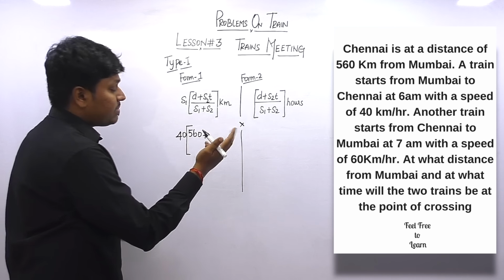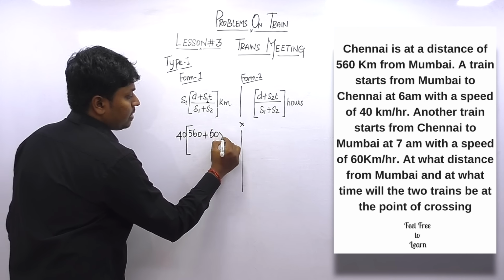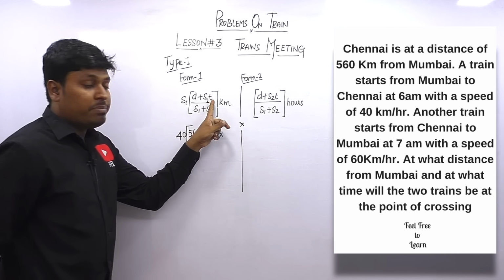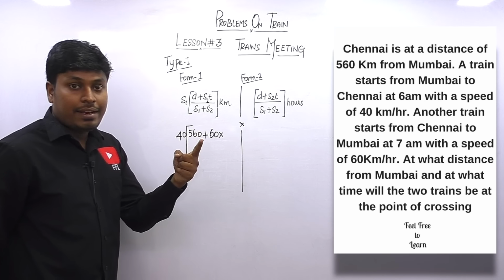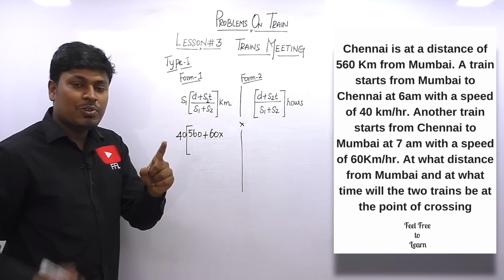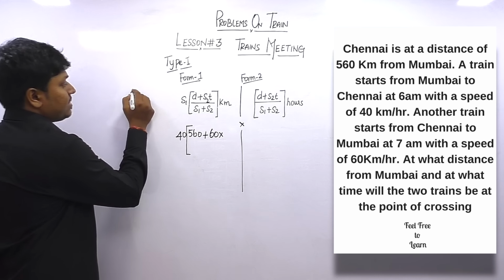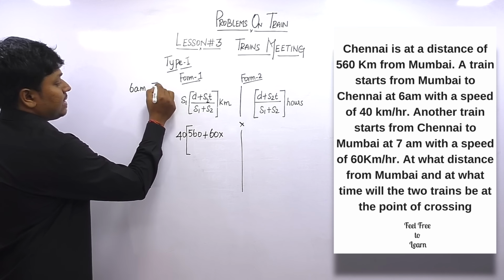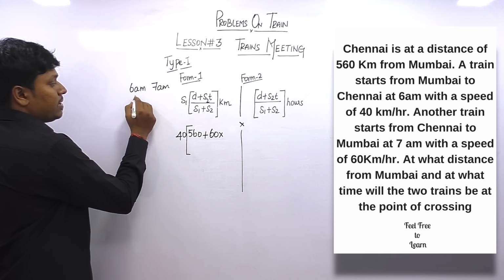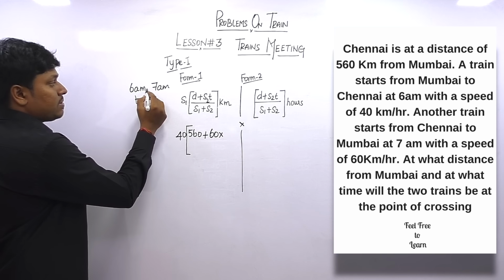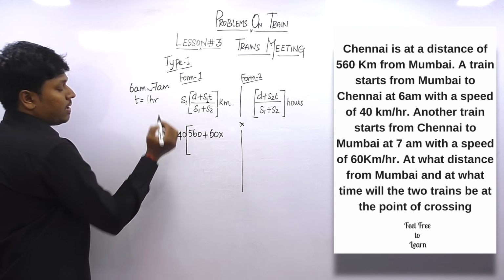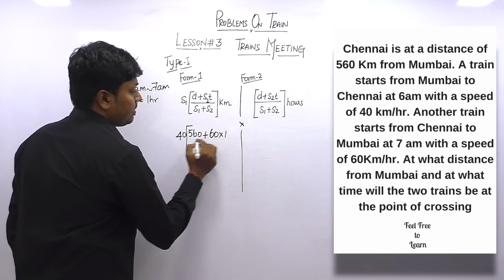So second train speed is 60 km into, and next is time. So in the previous question we have mentioned the time difference is 0. Why? Because both the trains start at the same timing. But here in this question, first train starts at 6 a.m. and the second train starts at 7 a.m. So T will be the time difference. So time difference between both the trains will be 1 hour. So we can say that the value of T will be 1.